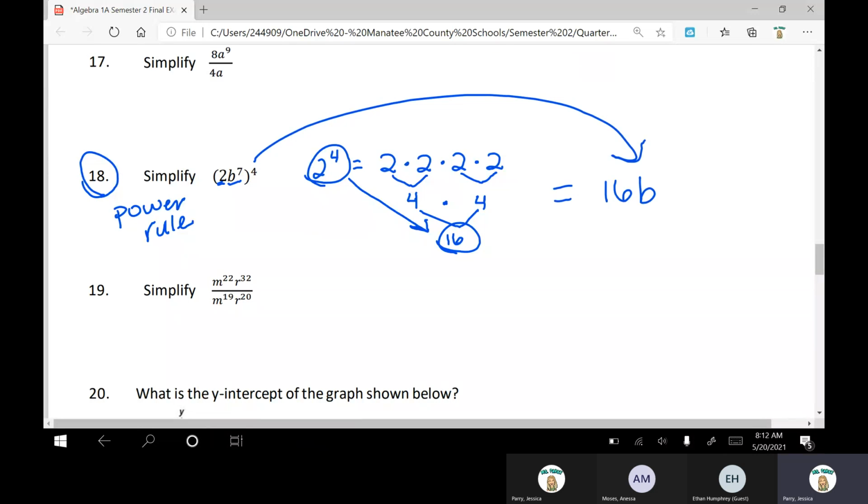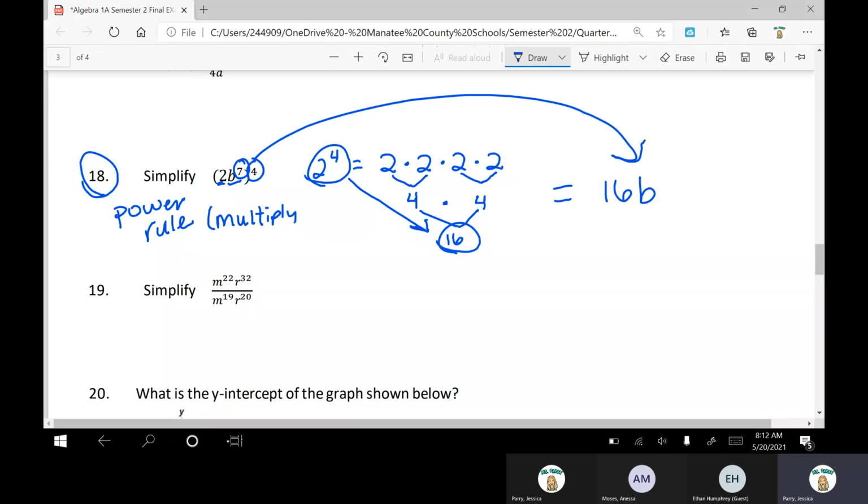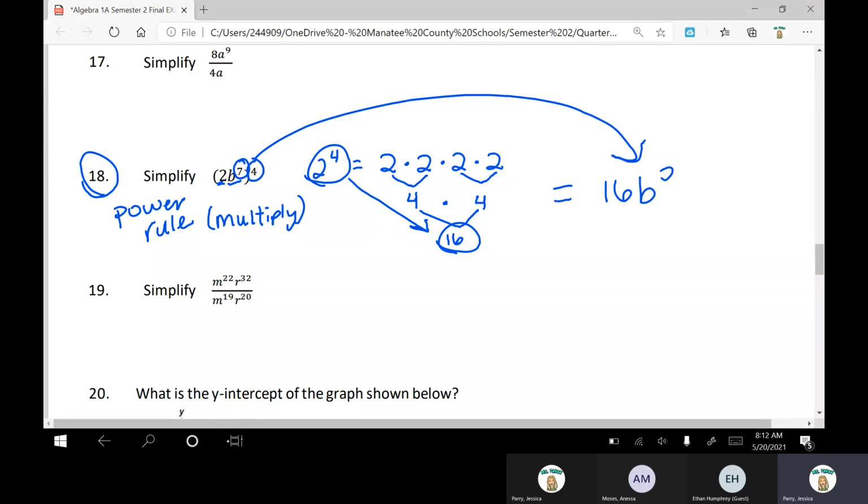Okay, for the power rule for exponents, you're either going to add, subtract, multiply, or divide your exponents, the 7 and the 4. For the power rule, you're going to multiply your exponents. So multiply that 7 times 4 is 28, and then that would be your final answer there for number 18.